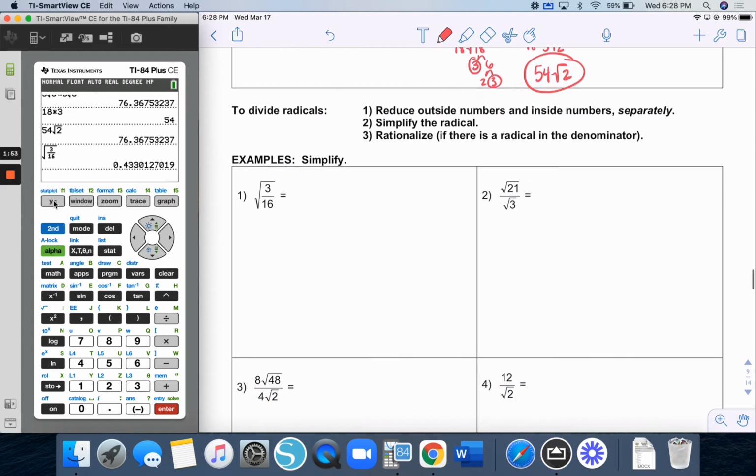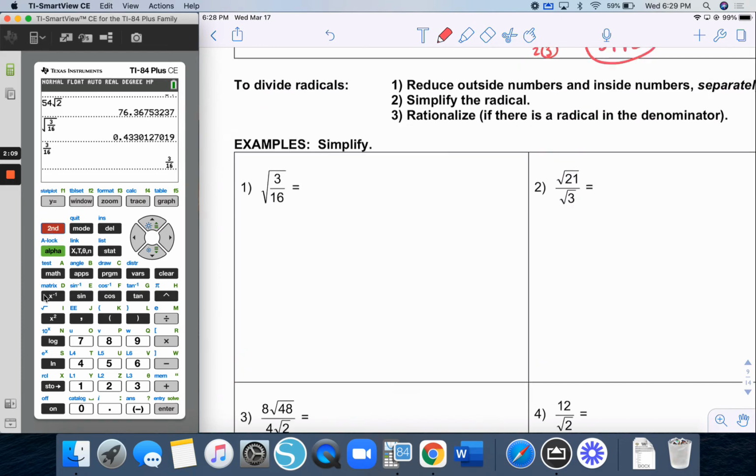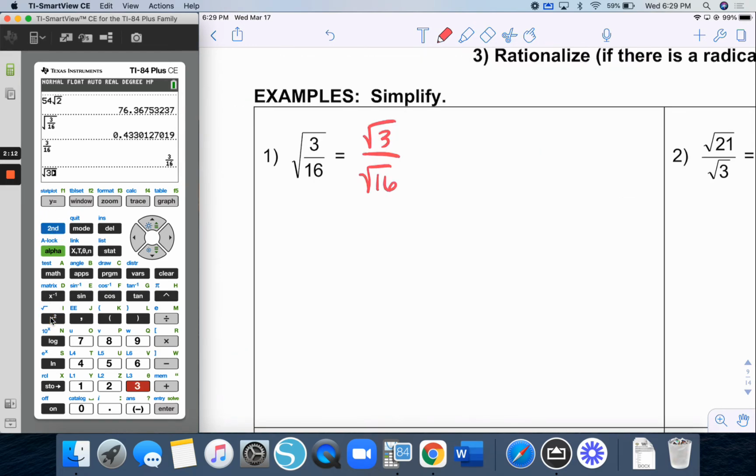Now this one, if I try to simplify what's under the square root without the square root, I can't simplify that fraction. So another way you could rewrite this is the square root of 3 over the square root of 16. Now the square root of 3 on the top, I can't simplify. However, the square root of 16, we know, is 4. So I can't change the top, but I can change the bottom.